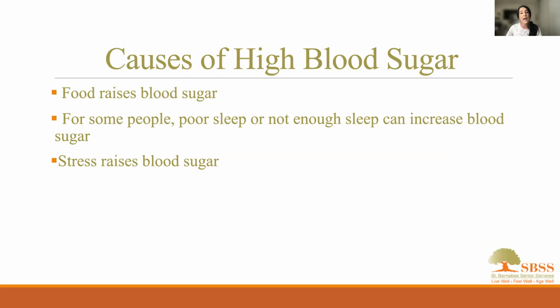So causes of high blood sugar is food, what kind of diet you have, what kind of food you're consuming on a daily basis. Also, for some people, poor sleep or not enough sleep can increase blood sugar. And lastly, stress.